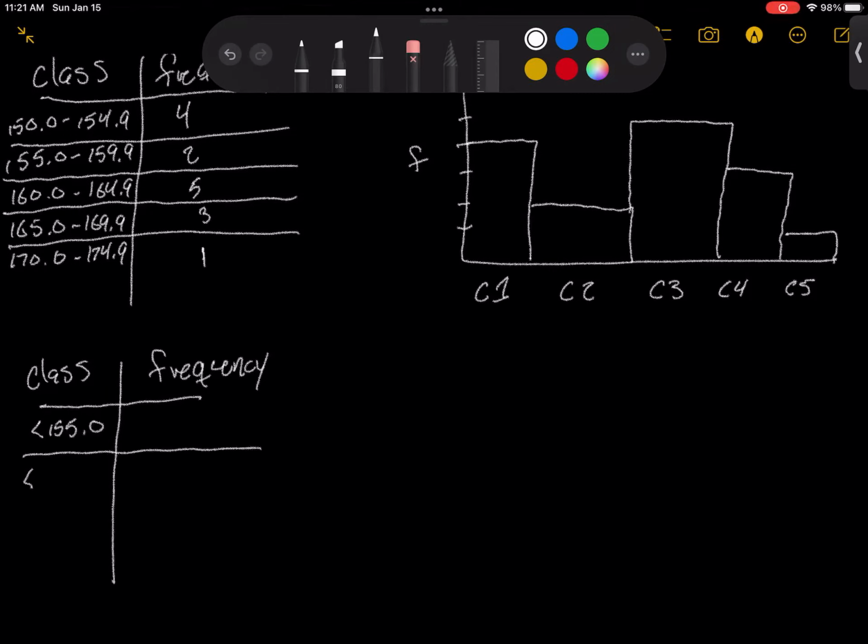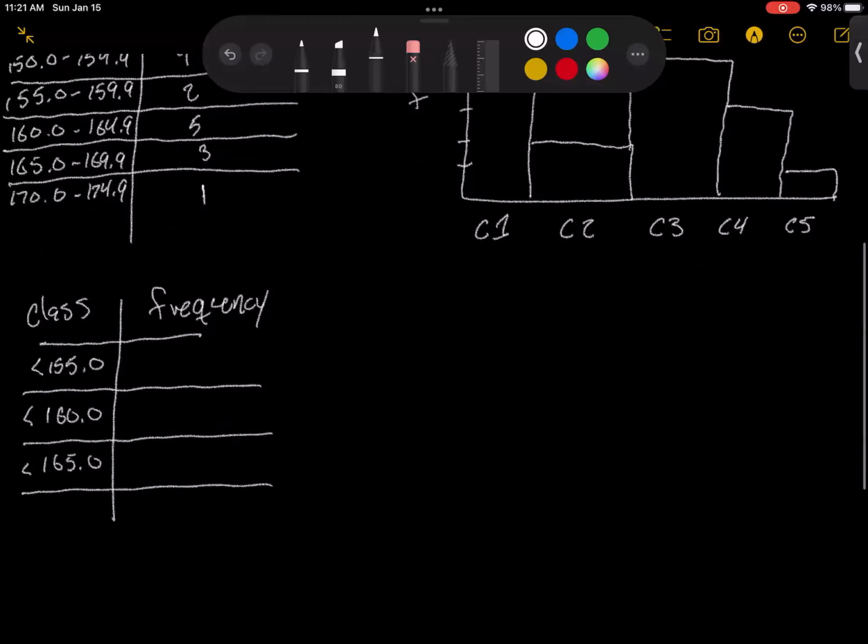The next class will be strictly less than 160.0. The next class will be strictly less than 165.0. The next class will be strictly less than 170.0. And our fifth class will be strictly less than 175.0.